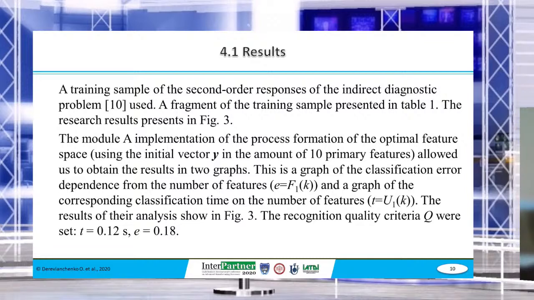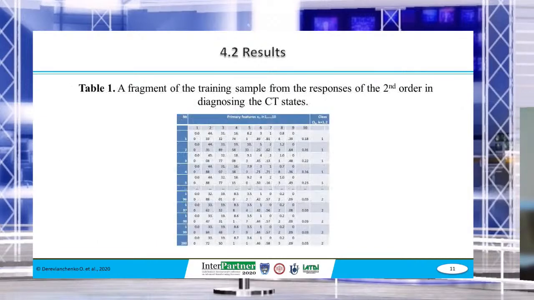The implementation of module A of the process of formation of the optimal feature space, using the initial vector Y in the amount of 10 primary features, allowed us to obtain the results in two graphs. This is the graph of the classification error depending on the number of features, and a graph of the corresponding classifier time versus the number of features. Please, next slide.